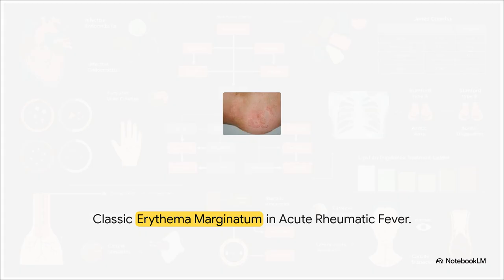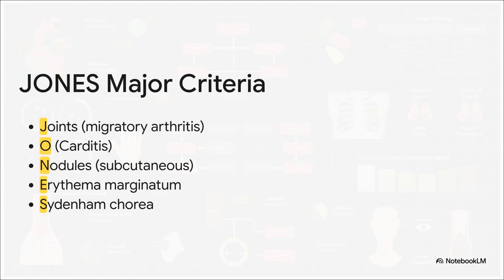Let's shift gears slightly to a related valvular threat. Burn the image of erythema marginatum into your memory. It's a classic rash and a defining feature of acute rheumatic fever, which typically strikes kids aged 5 to 15 following untreated group A streptococcal pharyngitis. To instantly recognize acute rheumatic fever, we use the JONES major criteria. J is for joints, specifically a migratory arthritis. O, which is kind of shaped like a heart, is for carditis. N stands for subcutaneous nodules. E is for the erythema marginatum we just talked about.